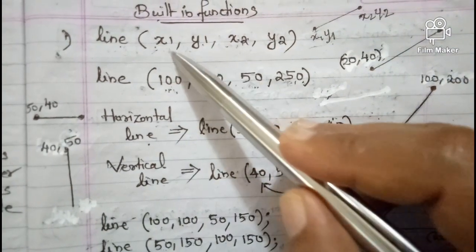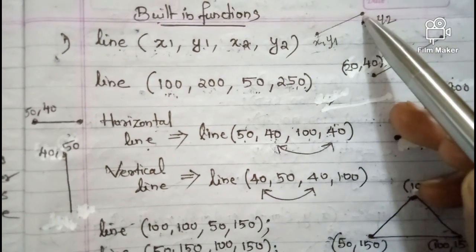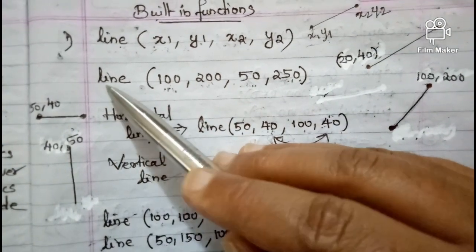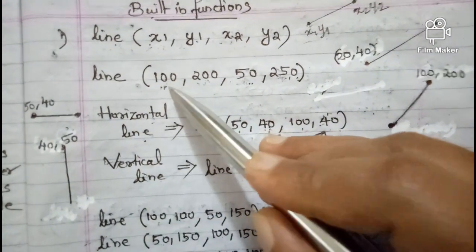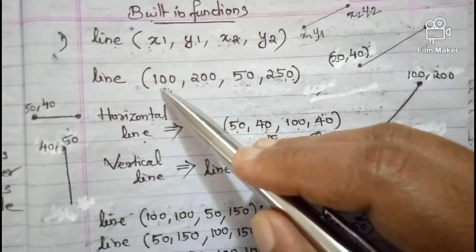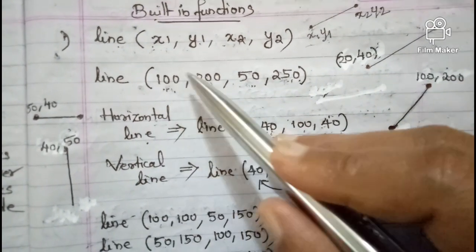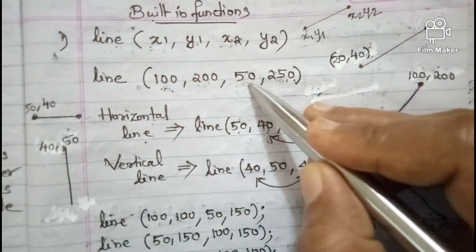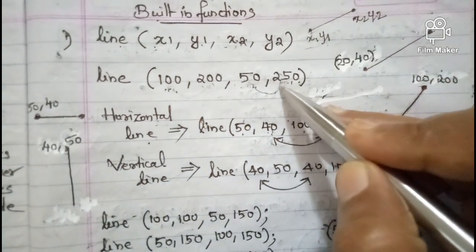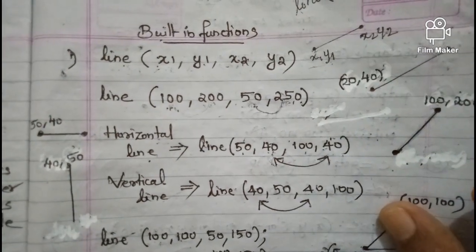The first two values correspond to the first point of the line. Next two values correspond to the second point of the line. Let us move on to an example. See, this is an example. Line 100, 200, 50, 250. This indicates the first point is at 100, 200, where 100 is the column number and 200 is the row number. And the second point is at 50, 250. Again, this is the column number and this is the row number. In this way, you can easily specify line functions.